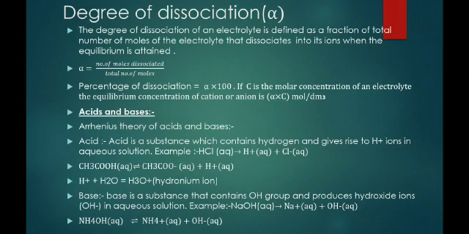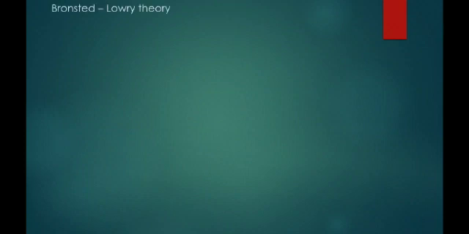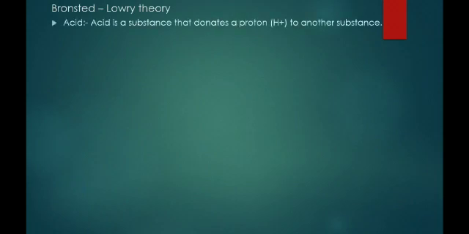So for eliminating these limitations, new scientists came forward and gave their acid base concept, that is Bronsted-Lowry theory. Bronsted-Lowry theory is what? According to this theory, acid is a substance that donates a proton, H plus ion is considered as a proton, to another substance. Means a substance which donates proton to another substance is called what?